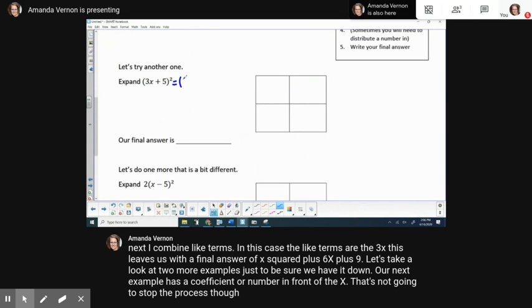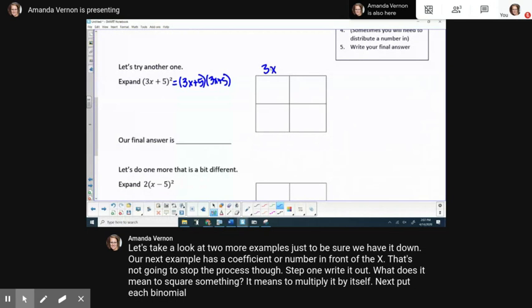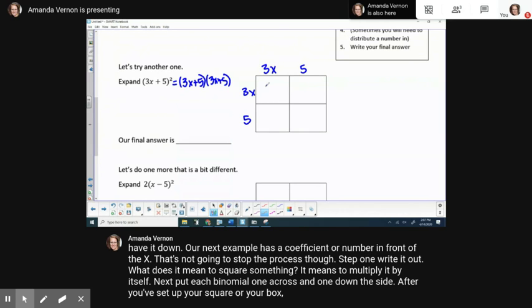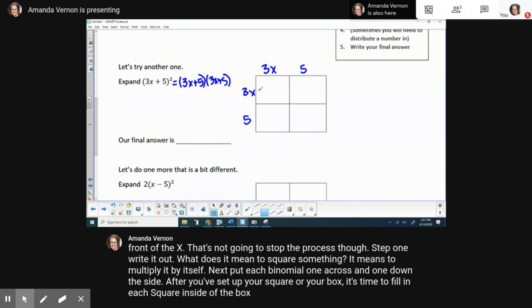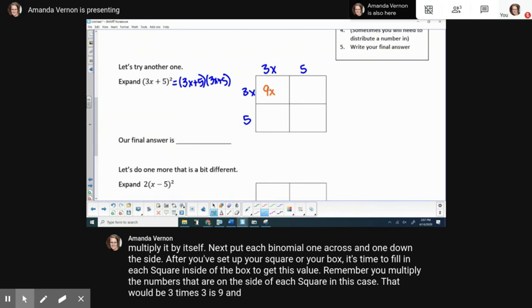Step 1, write it out. What does it mean to square something? It means to multiply it by itself. Next, put each binomial, one across the top and one down the side. After you've set up your square or your box, it's time to fill in each square inside of the box. To get this value, remember you multiply the numbers that are on the side of each square. In this case, that would be 3 times 3 is 9, and x times x is x squared.